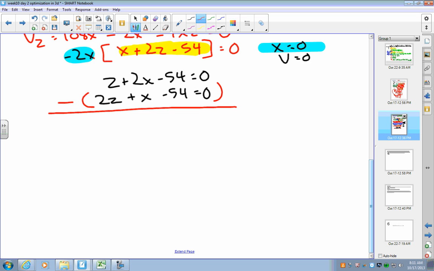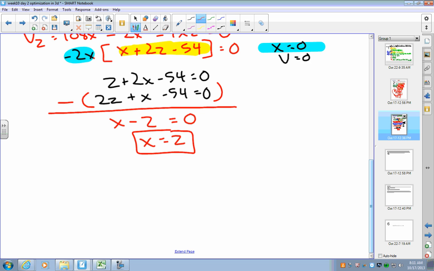2x minus x is an x. z minus 2z is minus z. And minus 54 minus a minus 54 is 0. And you see what I had already told you before, because the equation was symmetric, way back up at the top. I already knew it, but I wanted to show it to you: x equals z. Okay?